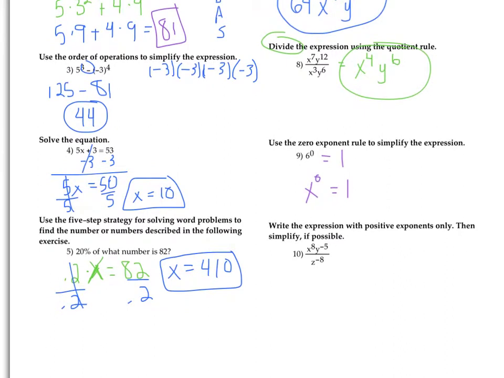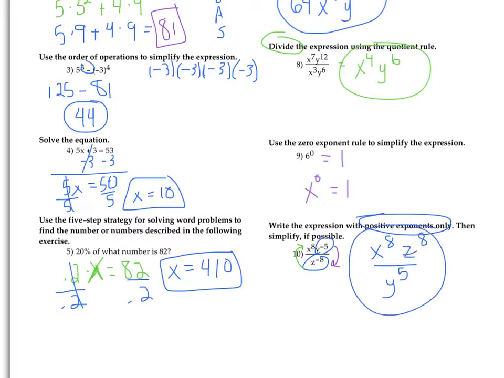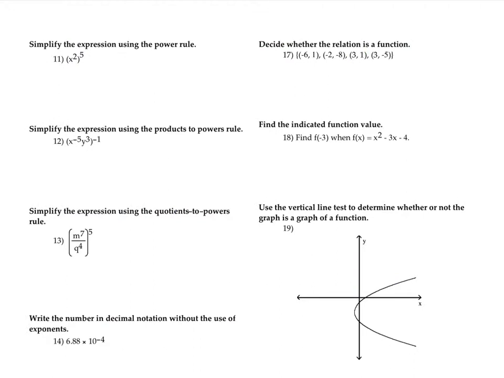Write the expression with positive exponents only. So these two things right here that have negative exponents, we need to move them so that they become positive. So the x to the 8th has a positive exponent. It gets to stay where it's at. Y to the negative 5th gets moved down to the bottom and becomes y to the positive 5th. Z to the negative 8 gets moved to the top and becomes positive 8. There's that answer.